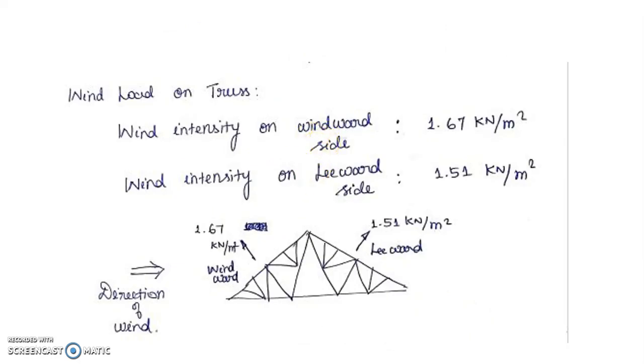Coming to the wind load, in the previous lectures, we have an idea of what the wind intensity is on the windward direction of your roof truss, that is this side, and what the intensity is on the leeward direction of your roof truss. Considering your direction of wind is in this direction, this is my windward direction and this is my leeward direction. The wind intensity is 1.67 kilonewton per meter square, which we have already calculated in our previous lectures, and the intensity on the leeward side is 1.57 kilonewton per meter square.